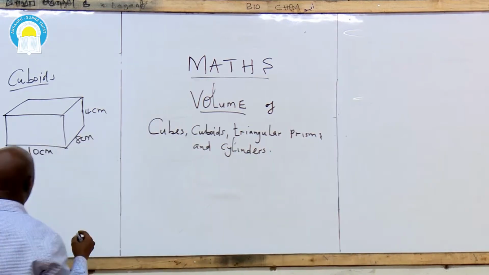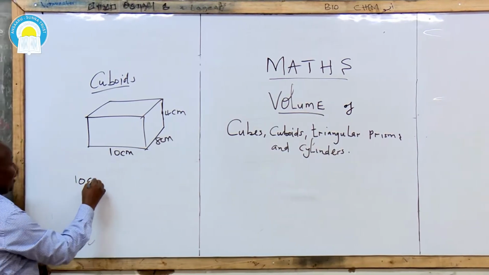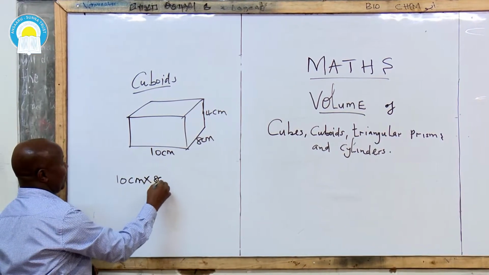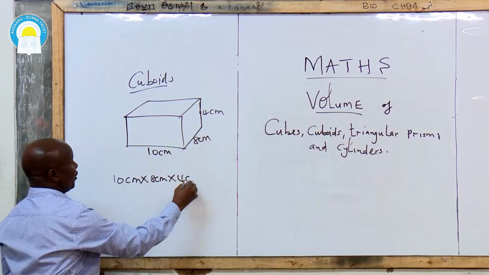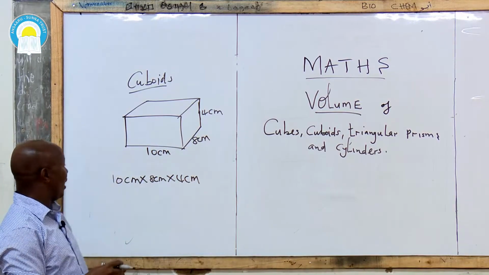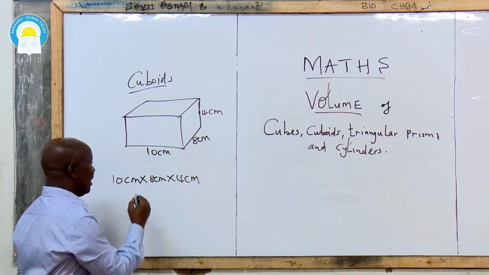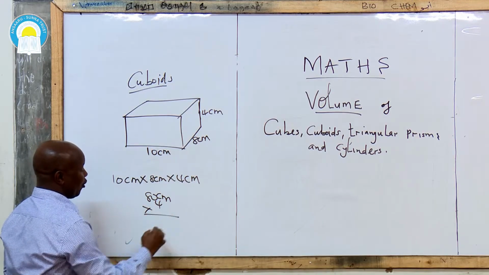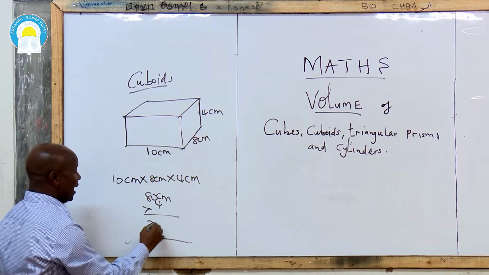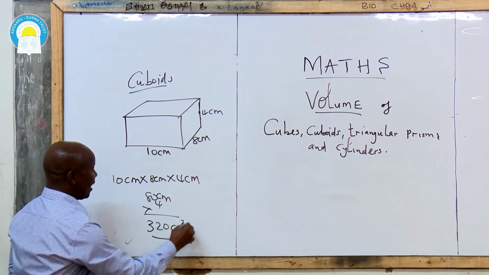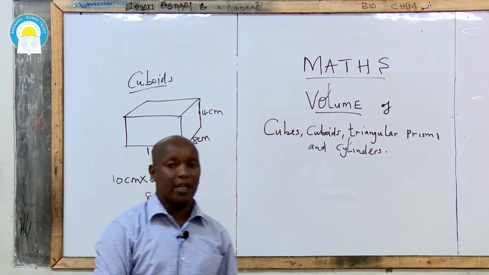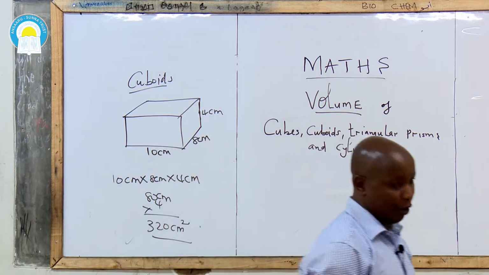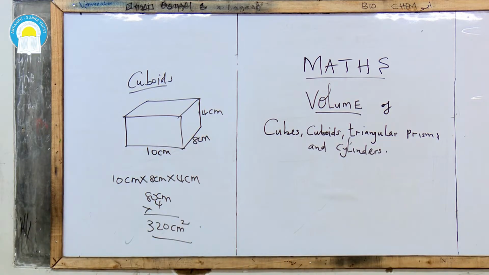In our case here, the length is 10 centimeters, the width is 8 centimeters, and the height is 4 centimeters. Class, 10 times 8 is 80. Then you multiply by 4. So our answer is 320 centimeters cubed. That's how we get the volume of cuboids. Very common question in the exam.